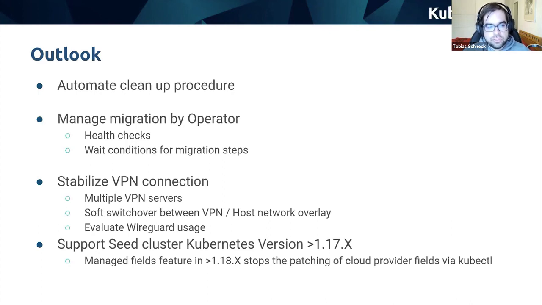Technically, we also need to stabilize the VPN connection. Right now we have only 1 VPN server. This could maybe be a bottleneck on bigger clusters. Maybe we should deploy multiple VPN servers, and maybe also have a softer switch between the VPN and the host networking overlay. That's something we need to explore more. And maybe WireGuard can be an alternative as a VPN connection, which could help on the setup.